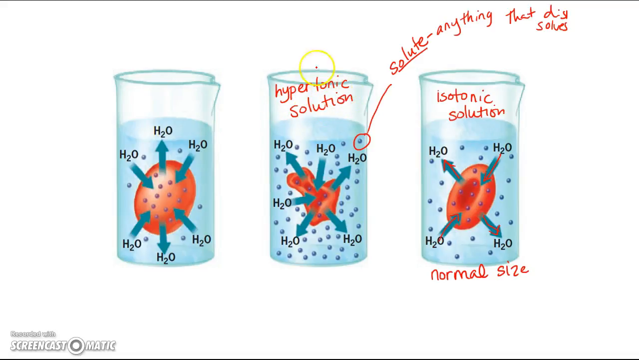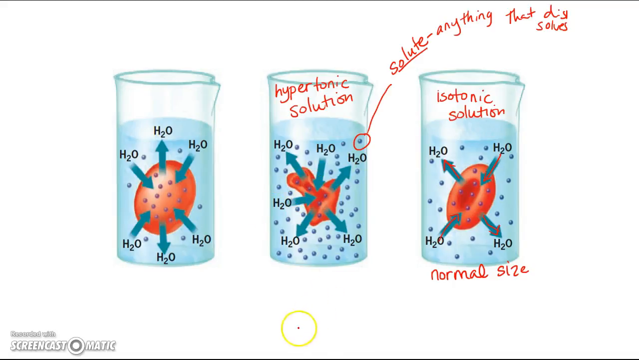Okay. So you can't use these terms on their own. These are always relative to somewhere else. So you can either say the solution is hypertonic. You could also say that the cell is hypotonic, okay? So it's always what it is in relation to what you're comparing it to. So the solution is hypertonic to the cell. The cell is hypotonic to the solution. Either statement works.